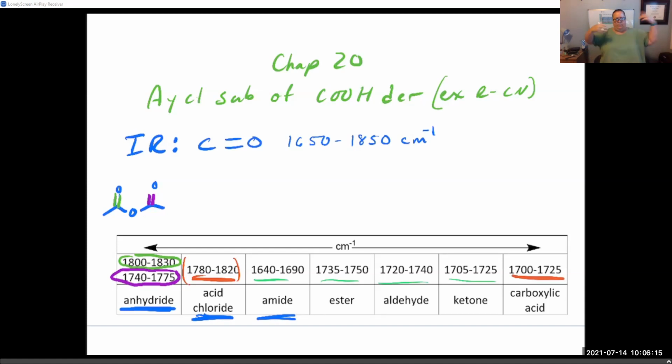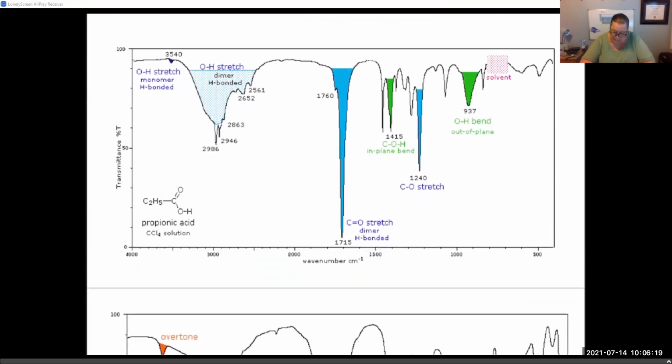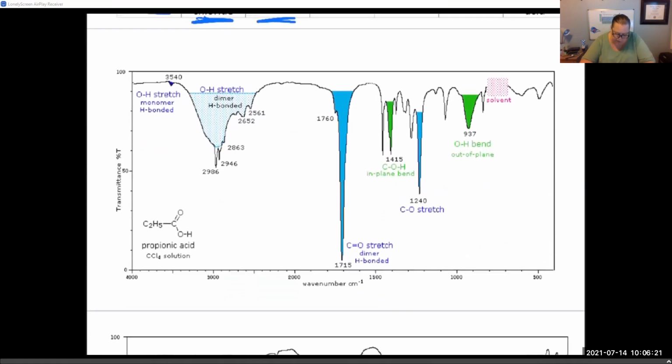So I stole these from the internet because they're amazing. But if you notice, they've got some weird things in here, like so-called out of plane stuff and in the plane stuff. So when we look at stretches for IRs, the number of wave numbers for an individual compound is 3n minus 3.